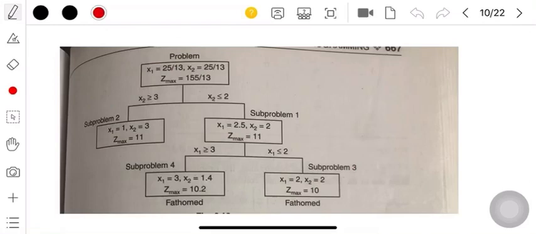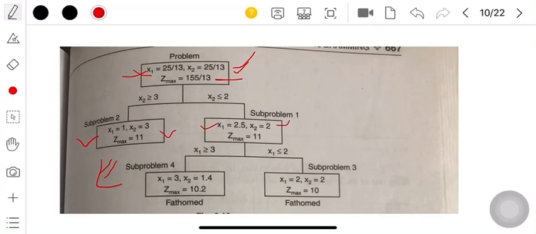Okay, so here it is. First we obtained the solution using this. x1 was 25 by 3 and x2 was 25 by 13 and the value of z max was 155 by 3. Because the values of the variables were not pure integers, we assumed x2 in sub problem 1. We assumed x1 equals 1 and x2 equals 3, and in sub problem 1 we obtained x1 2.5, x2 2. So here there is no further scope of improvement.